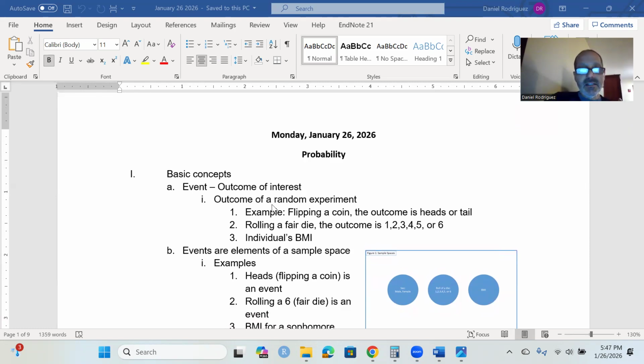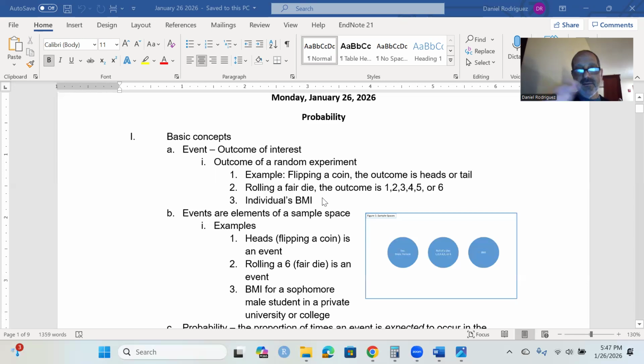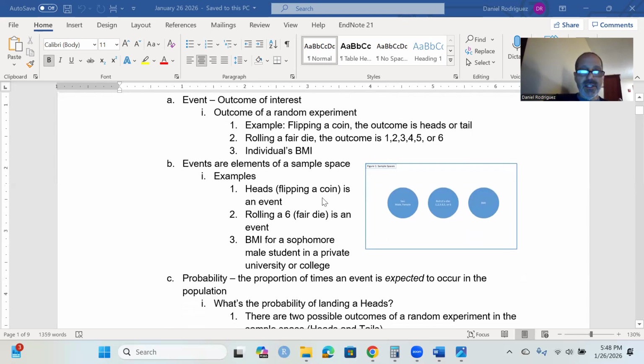Let's look at some basic concepts. First, there's the event. The event is the outcome of interest. It's the outcome of a random experiment. An example of a random experiment would be something like flipping a coin, where your outcome could be heads or tails, or rolling a fair die. You have six possible outcomes, one through six, right? Or if you roll two of them, you could have different outcomes as well. An individual's body mass index, an individual's height, all of those are examples of a random experiment.